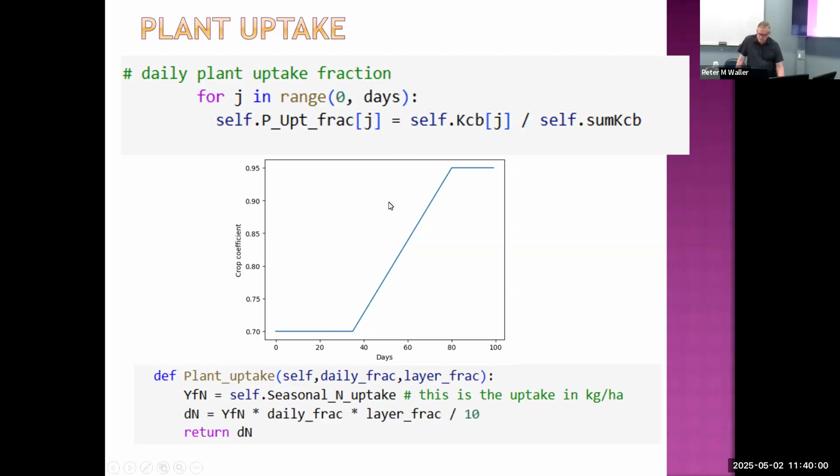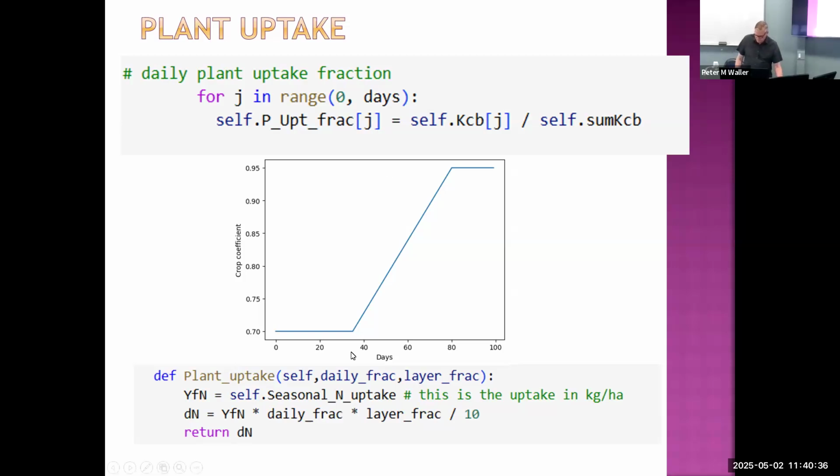So what sometimes is done is you just say the nitrogen uptake follows the crop coefficient curve. That isn't a very good assumption for broccoli because a lot of this early crop coefficient curve is due to sprinkling up the seeds. But anyway, maybe I would start the uptake at 0.4 or 0.3. What you can do is add up all the KCBs and then divide each day's KCB by the total KCBs to get the uptake for each day.